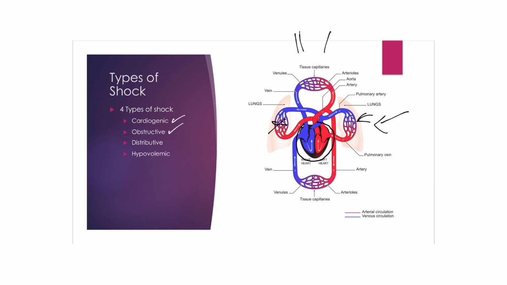You'll see those blood vessels sticking out up in the neck. Okay, so those are obstructive shock. And then you have distributive shock. Distributive shock involves the blood vessels. Okay, you might have enough volume, but your container is too large.